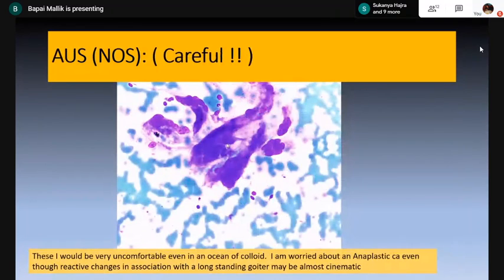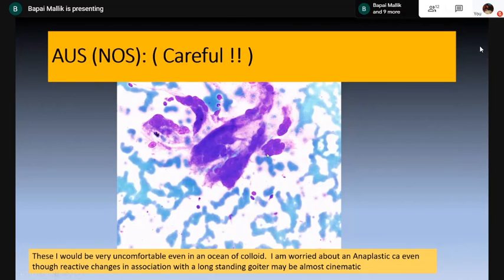This, I think, is a little bit too much. Look at the pleomorphism. Look at the multinucleation, very prominent nucleoli. I would find it extremely difficult to just leave it as benign or even as AUS. I'd be very uncomfortable even if we find lots of colloid, because anaplastic carcinomas can sometimes lurk and may start in the margins of a colloid goiter. Therefore, I am going to make a very clear note and call the clinician and tell them, you better review your findings and maybe repeat the FNA or do something else about it.